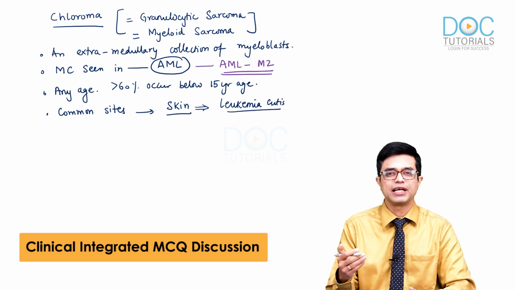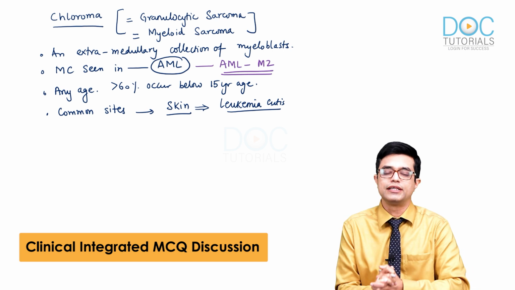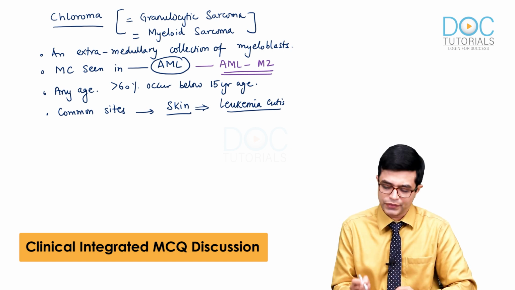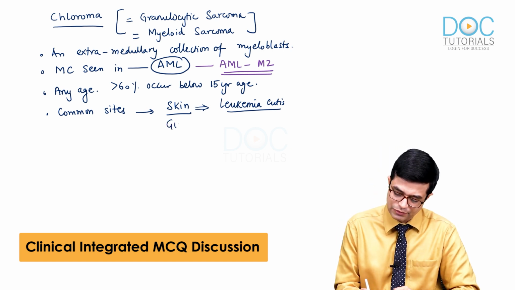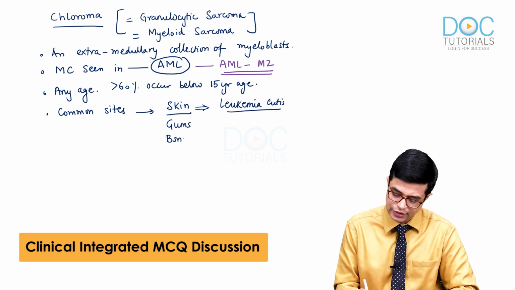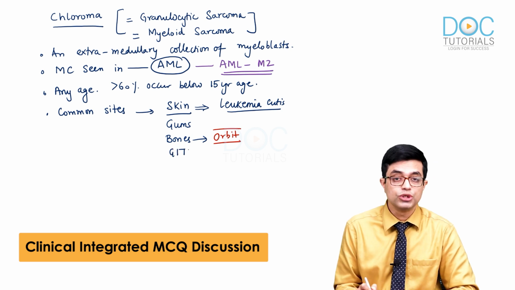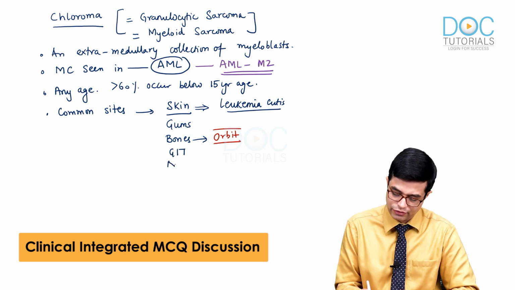Leukemia cutis is sometimes referred to this variety, although the term leukemia cutis was originally described for some related condition. Then it can be seen in gums, producing gum hypertrophy. It can be seen in bones, particularly the orbit is frequently involved, which produces proptosis of the eye. It can occur in the GIT, it can occur in the neck region.